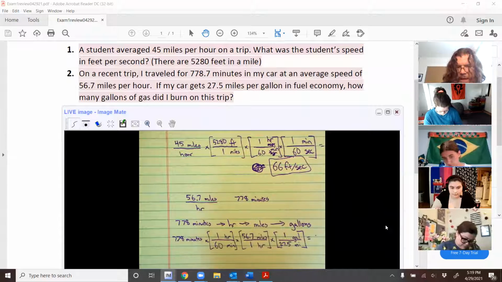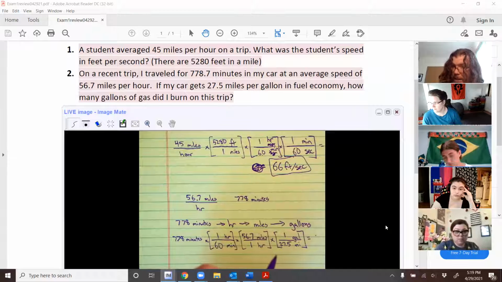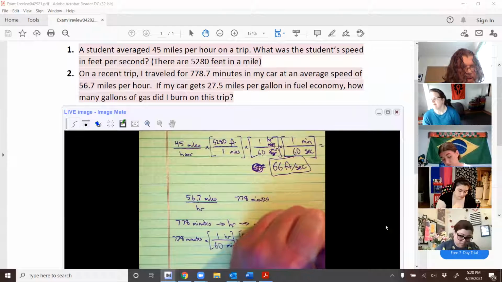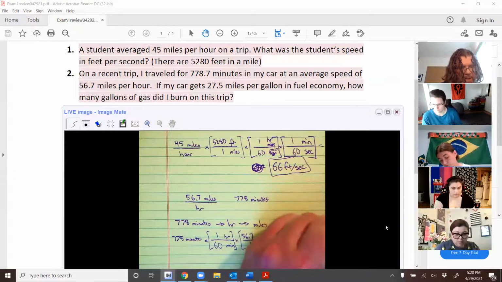How many sig figs should I keep for my answer here? Three? It looks like my minutes was read to 4 significant figures, my speed to 3 sig figs, and my fuel economy to 3 sig figs. We're multiplying and dividing, so we have to round to the same number of significant figures as whichever one of them has the least, so we should round to 3 sig figs. When I round my answer to 3 sig figs, I get 26.7 gallons of fuel.